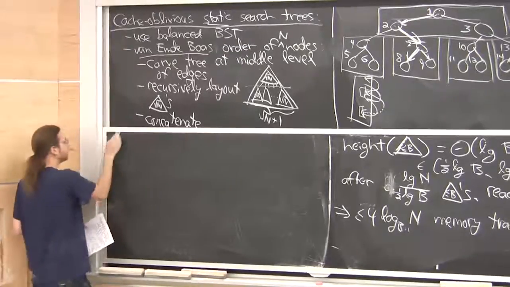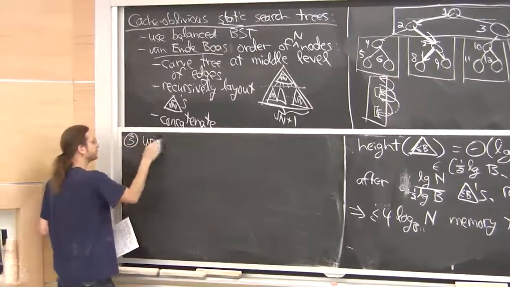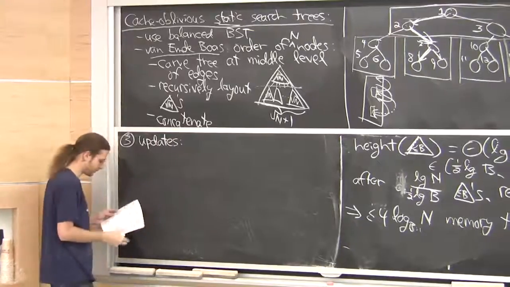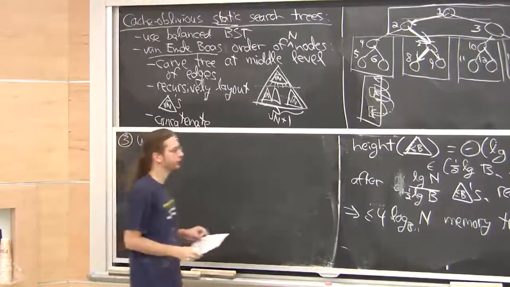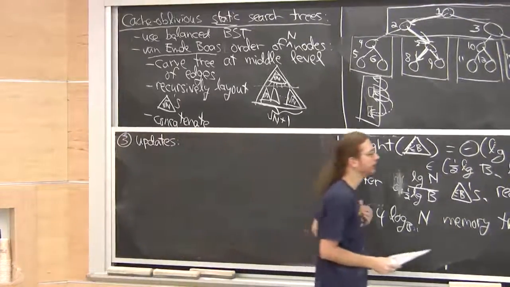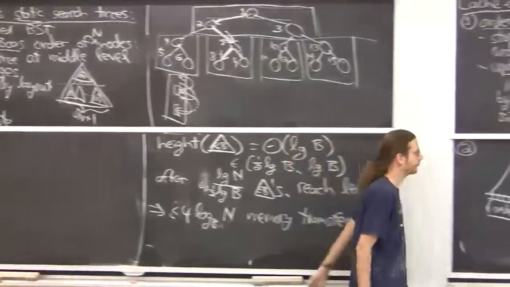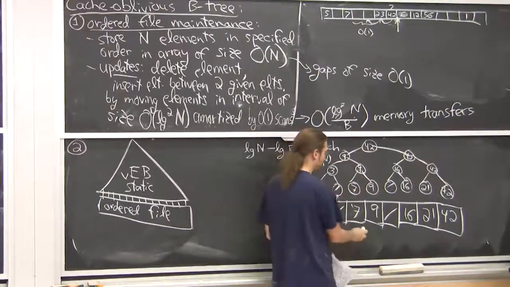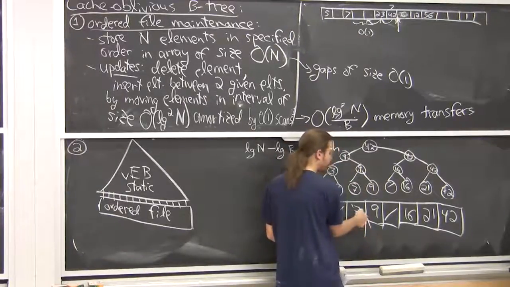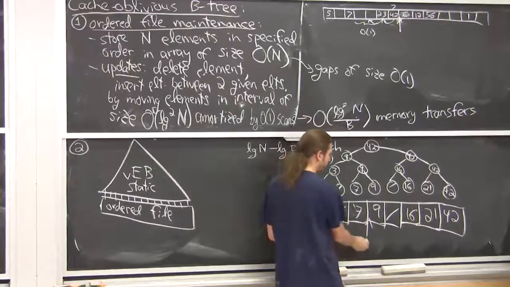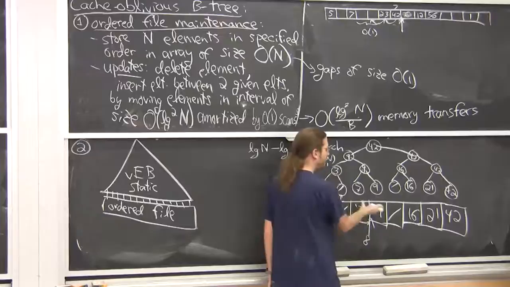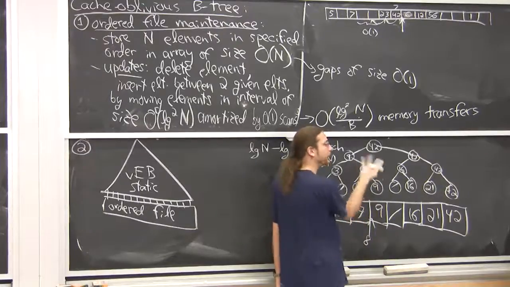I need to specify how updates are done. So let's say I want to do an insertion. If I want to insert a new key, I search for the key. Maybe it fits between 7 and 9. Then I do the insertion in the bottom structure, in the ordered file. So maybe we want to insert 8. These guys move around. Then I have to propagate that information up here.